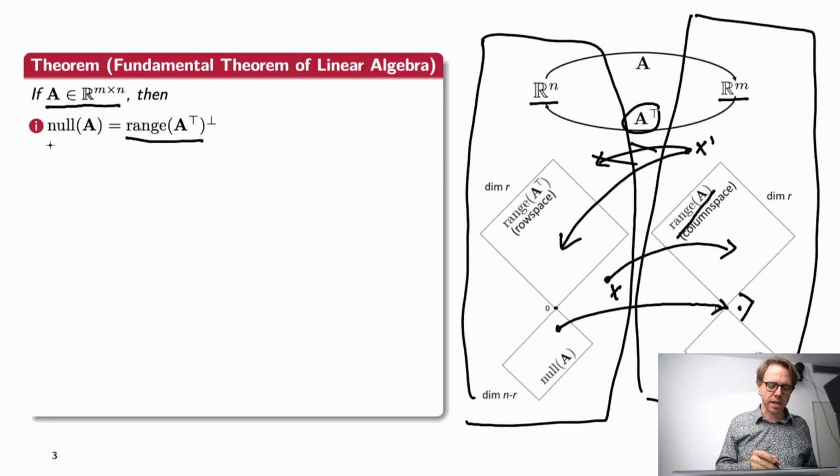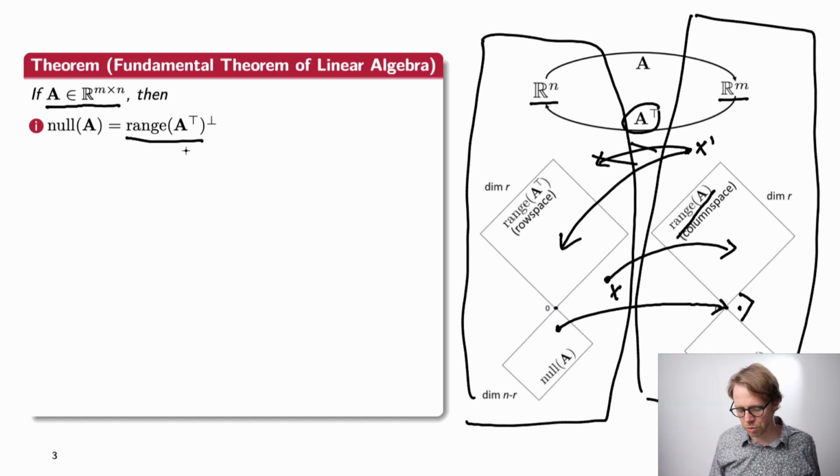So we will prove this part of the theorem a little bit later. For now, let's just assume that it holds. So we assume that the null space of A is the orthogonal complement to the range of A transpose, because this will help us actually prove the remaining parts of this theorem very quickly.